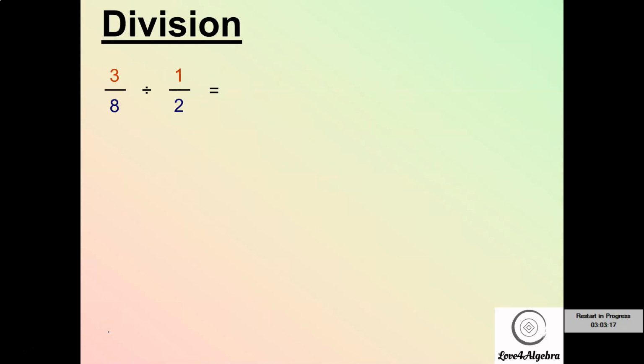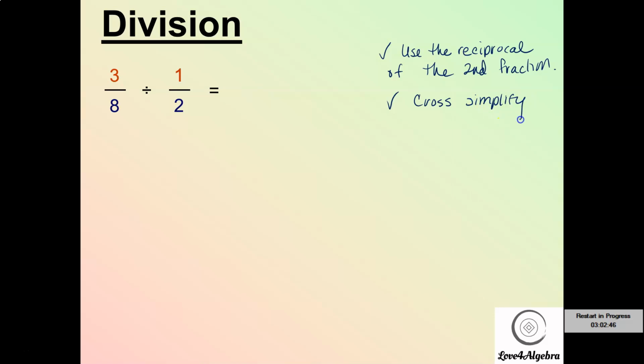Okay, division. Division is really multiplication. So you find the reciprocal of the second one. Anybody remember what reciprocal is? It's when you flip the second fraction upside down. So find the reciprocal of the second fraction. And then you cross simplify. And then you just multiply across.